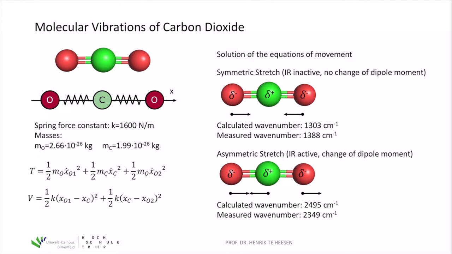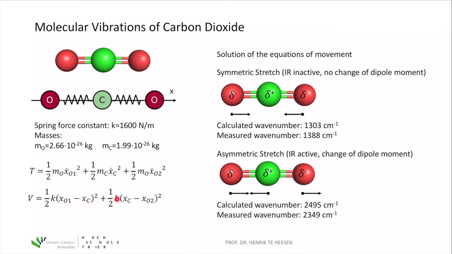Additionally, we need the potential energy within our system. Of course, we have two springs. If we stretch a spring, we have a potential energy, and this is described by these two terms. So we have 1/2 k, the force constant, times the distance between the atoms from the equilibrium, squared. That's the term coming from the first spring, and this is the term for the second spring.